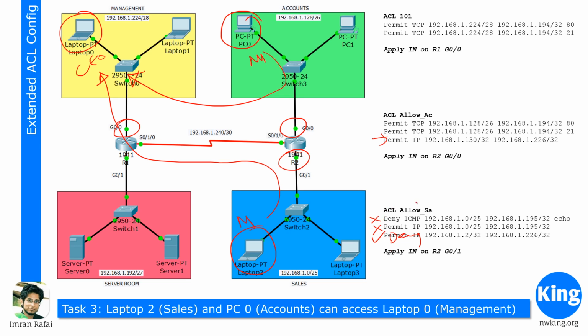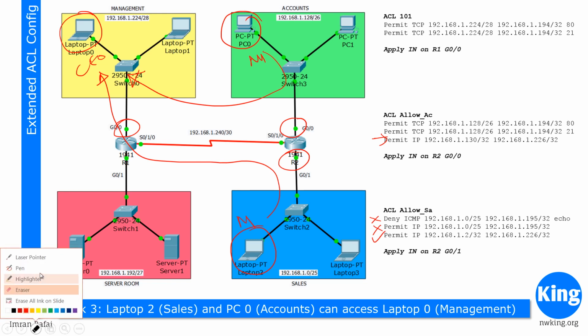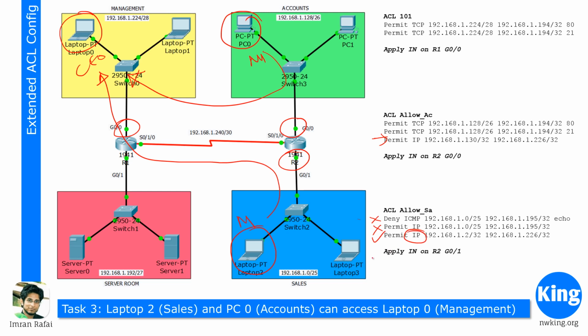So what do we do? We need to allow. So let me look at that. Okay, so we need to add this permit command. We say permit IP 192.168.1.2, which is laptop 2, that's a host, going to 226, which is laptop 0. It's saying permit IP. That means permit every traffic going from here to there. Similarly, in this ACL, we are going to say permit IP, the same way. This computer going to this laptop, let that traffic through. This gives us everything.